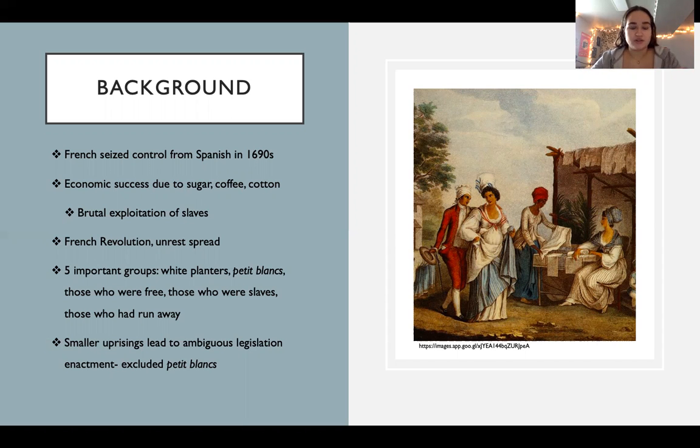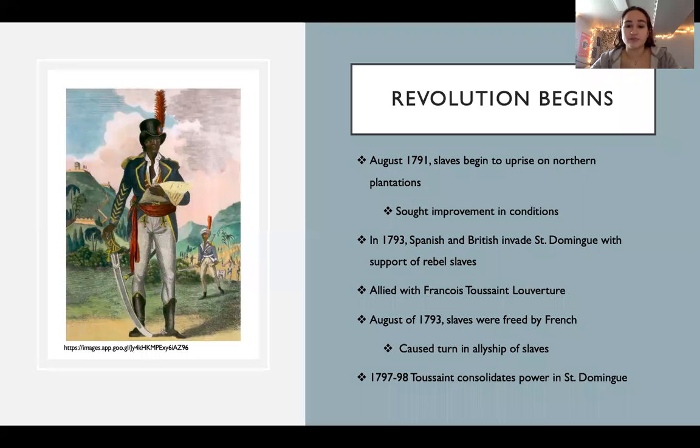And this generated a three-sided civil war between planters, free Black people, and petit blancs. But soon all three of these groups were challenged by the enslaved Black majority, who rebelled on August 21st, 1791, when slaves began to rise up on northern plantations. At first, they just sought improvements in their condition. They didn't necessarily seek freedom yet. However, as time went on, that was the goal.